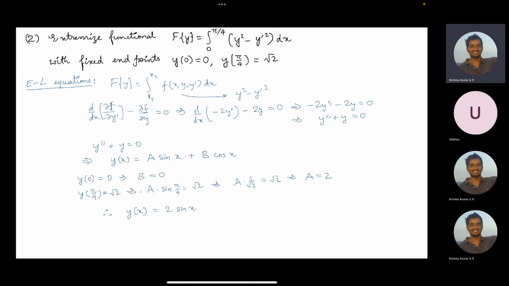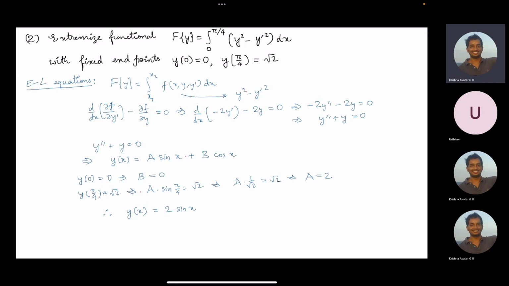Now let's utilize the first end condition, which is y of 0 is equal to 0. This implies that b is 0, the thing being that sine of x at x equal to 0 is 0, so we only have b equal to 0. And the second condition is y of pi by 4 is equal to root 2. This implies that a times sine of pi by 4 is equal to root 2, and then this implies that a times 1 by root 2 is equal to root 2.